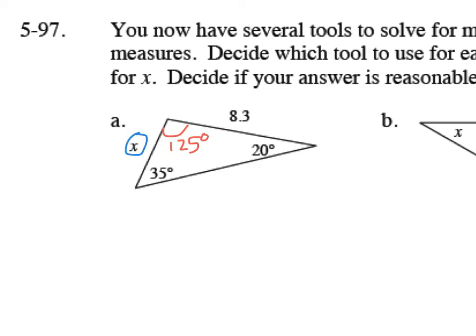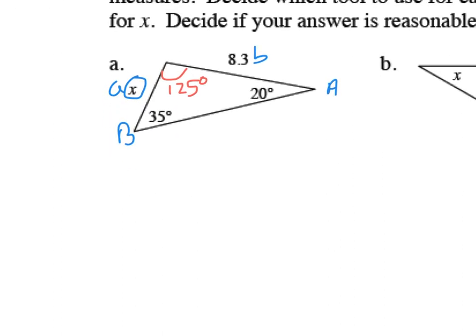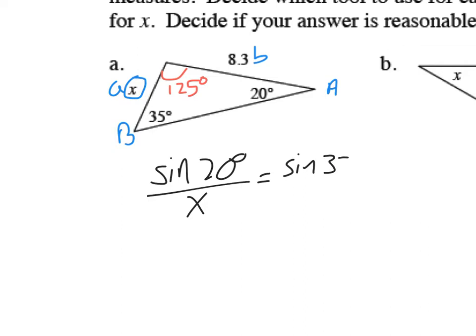If we're trying to determine this, I'll call this angle A, which makes this little a. I'm going to call this angle B, and this would be little b, so I can use the law of sines, just like in the warm-up problem. If I were to set this up, I would say the sine of 20 degrees over x is equal to the sine of 35 degrees over 8.3. I'm not going to go through and solve it; I'll let you do that if you want to. We just did it twice in the warm-up problem. But I want to show you that you could use the law of sines to find that missing side length x.